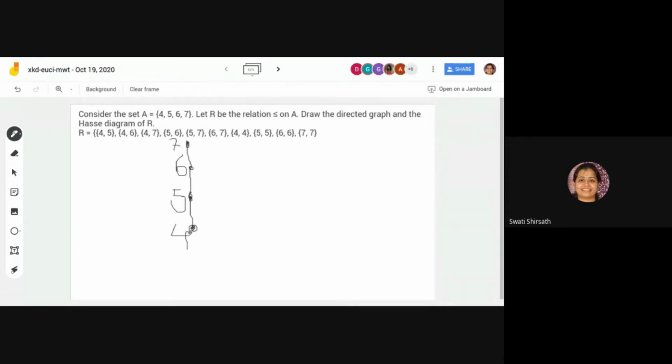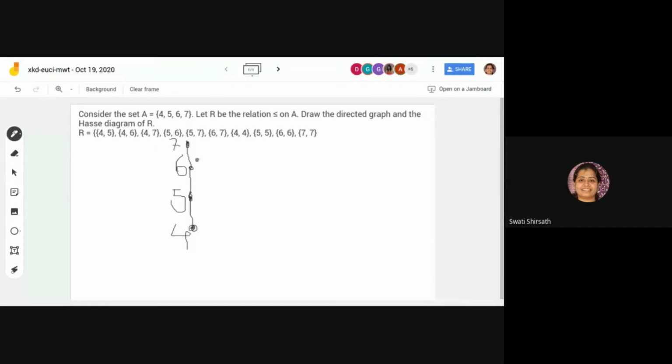Now we are done with 4. So this 4, 4, 5, 5, 6, 6, 7, 7, we need not draw self loops over here, nor have I drawn any arrows over here. Okay. So it is a poset, it means 4, 4, 5, 5, 6, 6, 7, 7 is there.